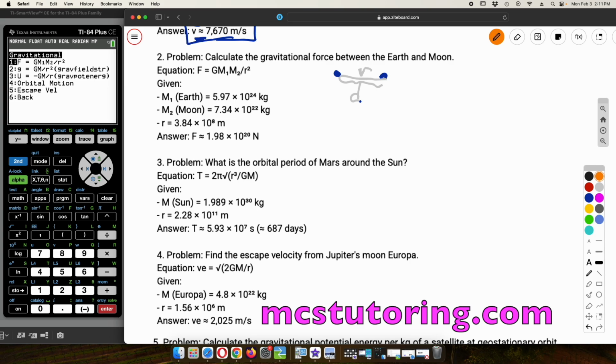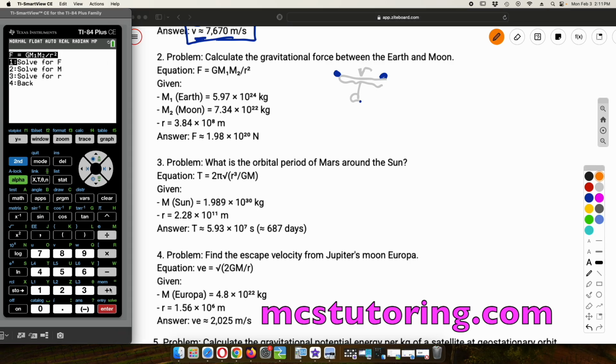We're gonna do F equals G m1 m2 over r squared. This first equation, we're gonna solve for the F here. M1, what's the mass of the Earth? Back in my day, they'd say look it up in the almanac. It's 5.97 times 10 to the 24th kg.